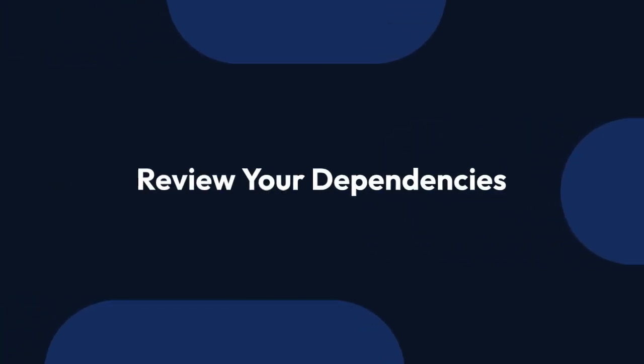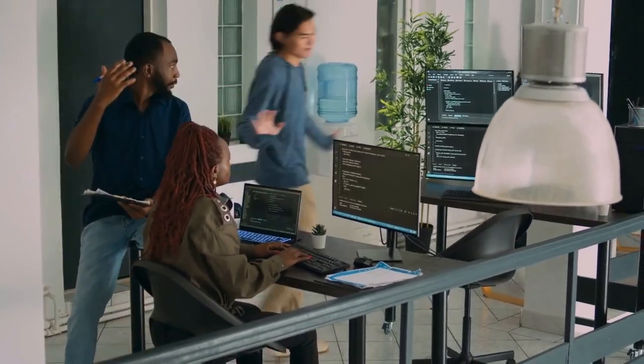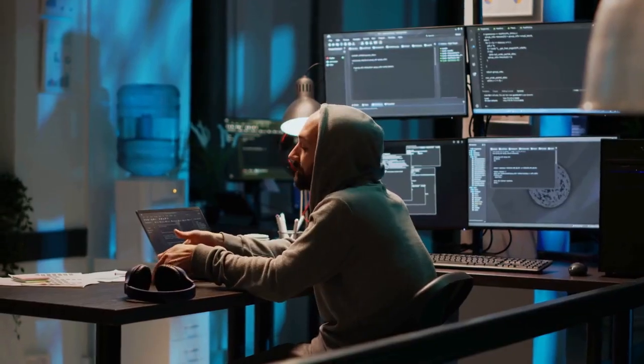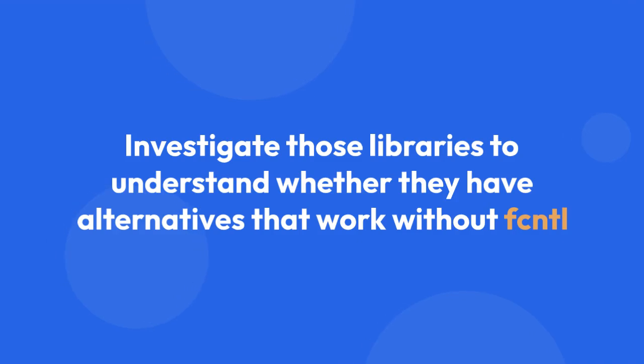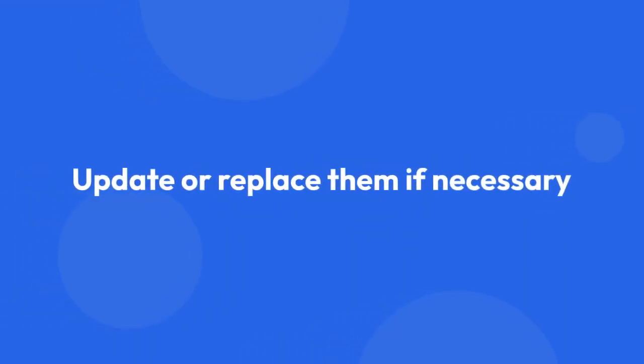5. Review your dependencies. The error might not directly stem from your Flask code. Scrutinize your project's dependencies, listed in your requirements.txt file. Certain libraries might rely on fcntl. You can investigate those libraries to understand whether they have alternatives that work without fcntl, or if there's a version compatible with your production environment. Update or replace them if necessary.